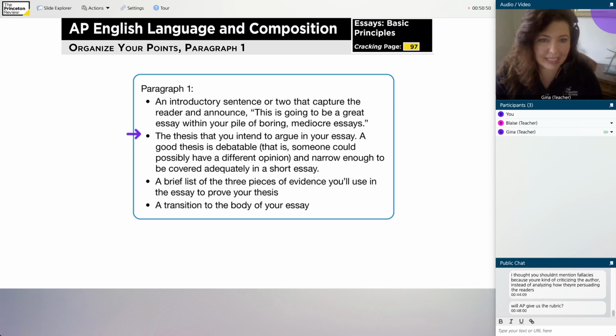You also need to briefly list off the pieces of evidence that you're going to use to try to prove your thesis. Briefly, okay? We don't need to reproduce everything that's going to go in the body paragraphs, but you need to just give the grader a rough idea of what you're going to be talking about. Essentially, what you're trying to do is give the grader a brief overview of what your essay is going to be about, and that makes it easier for the grader to give you a high score.